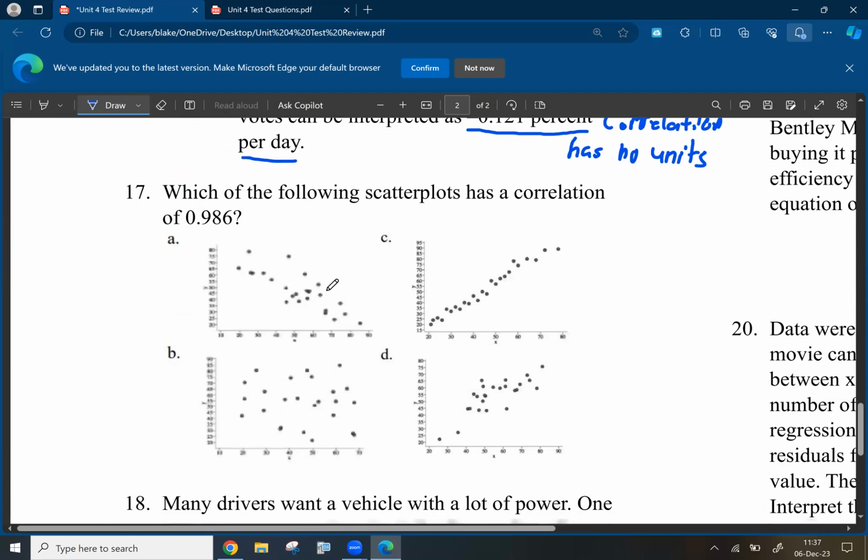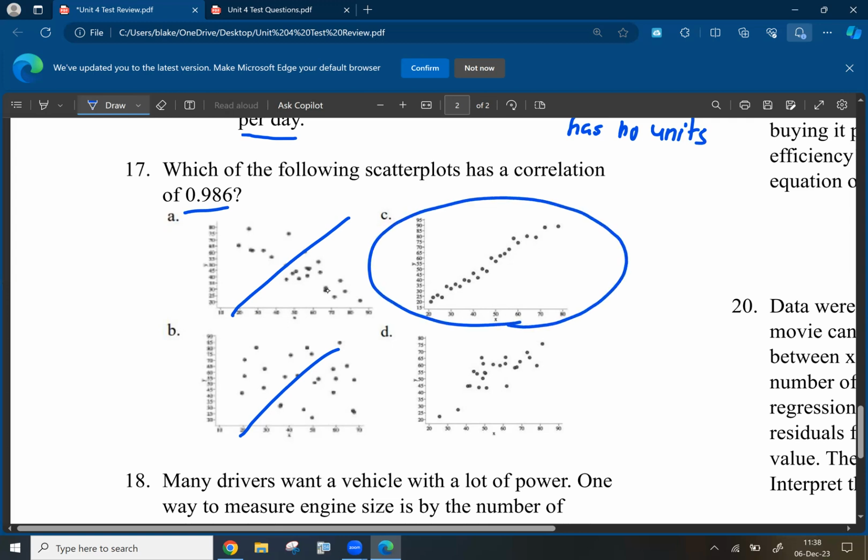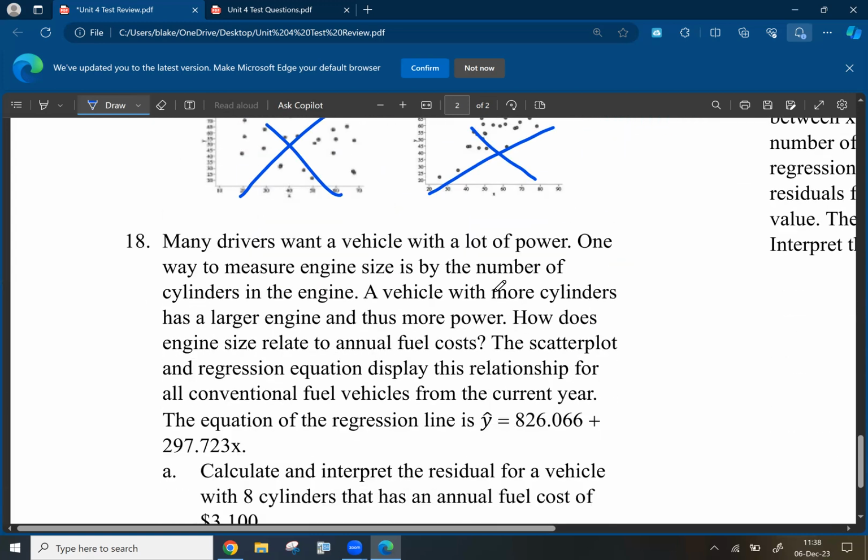Number 17, which of the following scatter plots has a correlation of 0.986? First off, I notice it's positive, which rules out this one, because A is clearly negative. It's also a very strong correlation, which rules out this one. Because it's very strong, I'm going to pick C, which is a good one because it's almost in a perfect line. D is positive, but it's a little more spread out, so I'm going to rule that one out as well. So yes, C, definitely the right answer there.